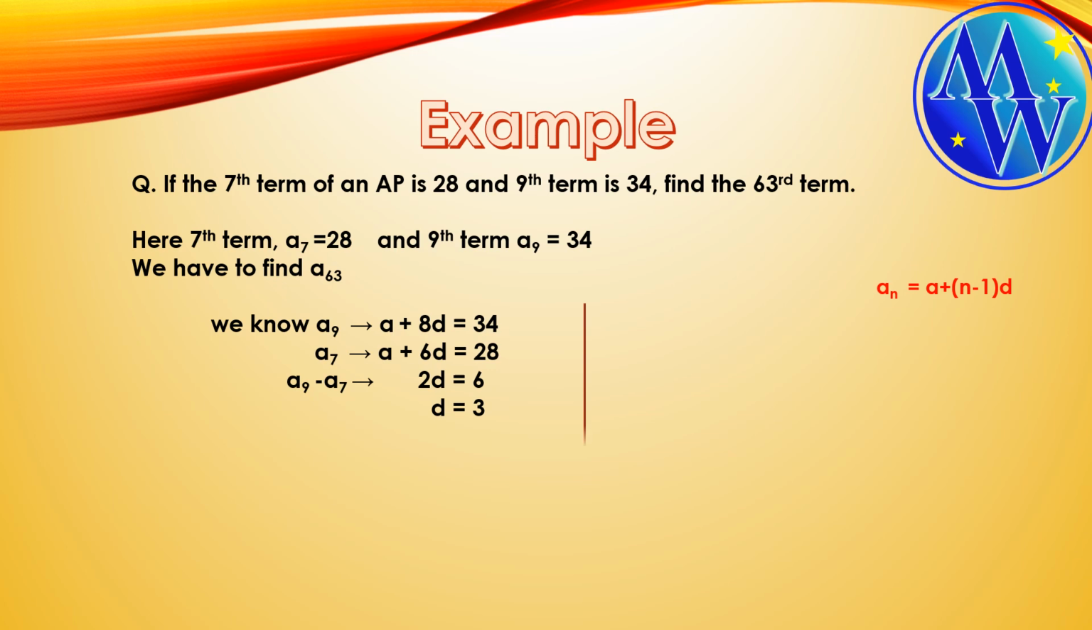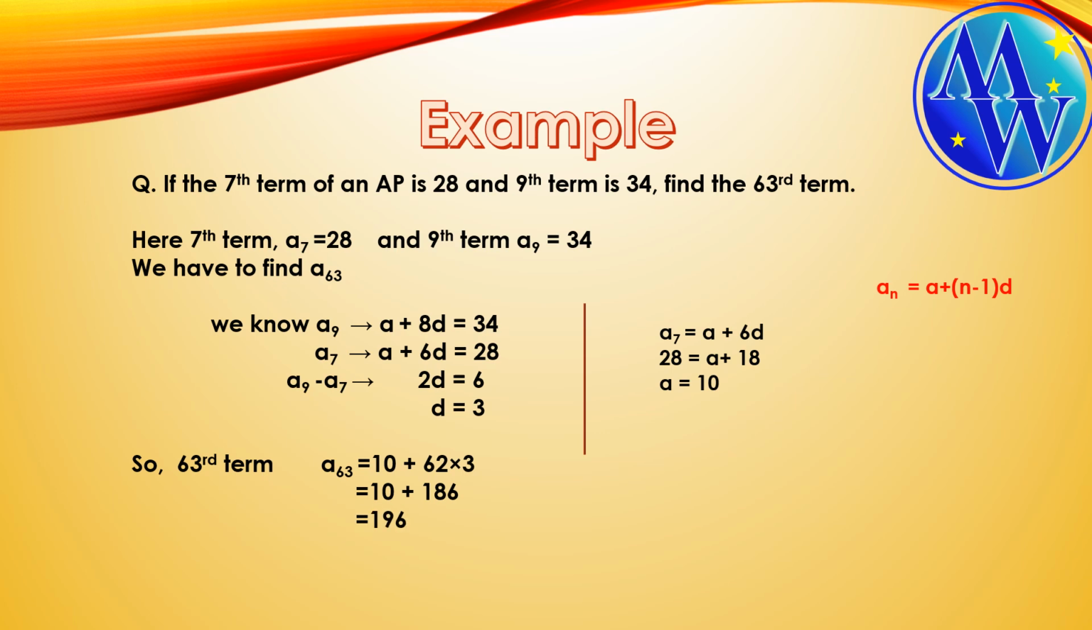Apply this value of d in any of these two terms. So a7 equals a plus 6d. a7 is 28, so 28 equals a plus 6 into 3. So a equals 28 minus 18, which is 10. Now we can find a63, where a is 10, right? So 10 plus n minus 1, which is 63 minus 1, 62, multiplied by d, which is 3. So the answer is 10 plus 3 multiplied by 62, which is 196.